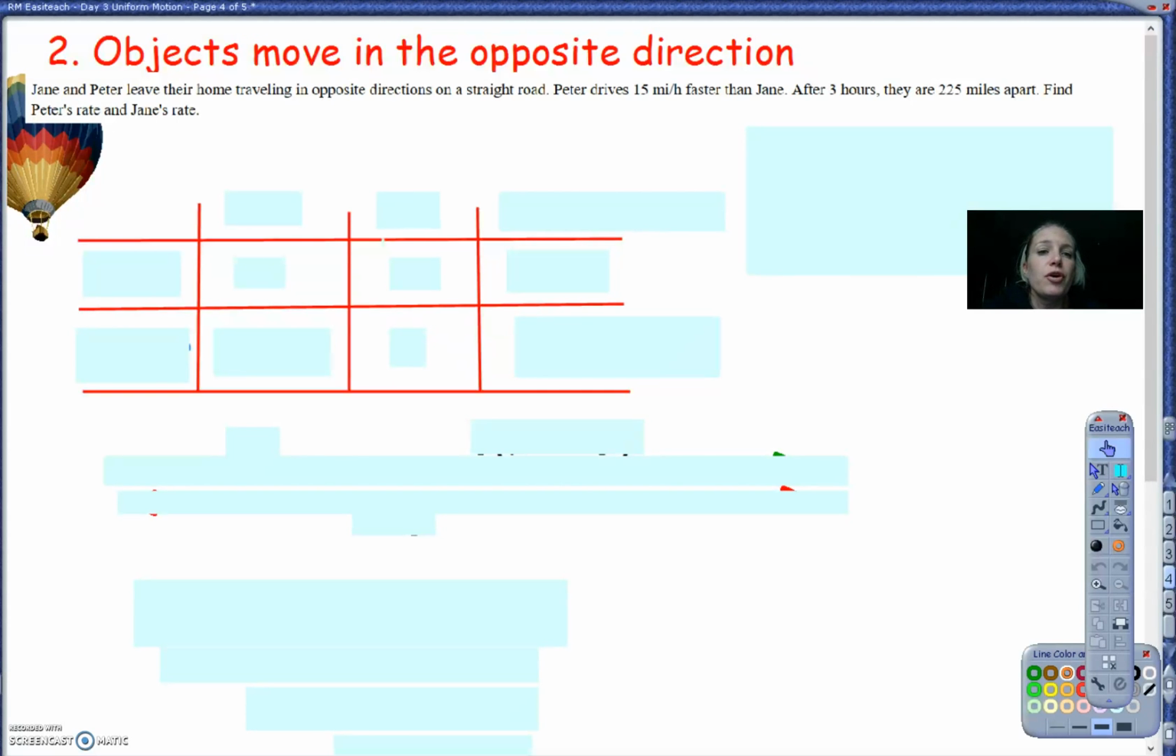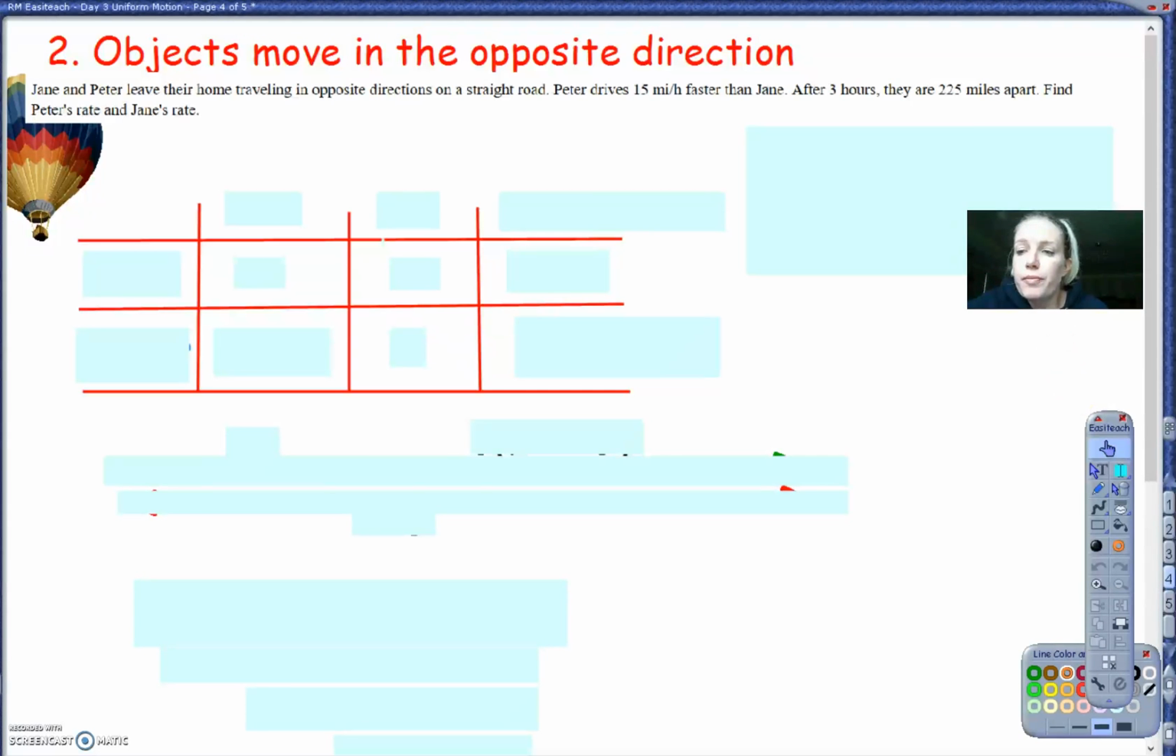Jane and Peter leave their home traveling in opposite directions on a straight road. So one's going one way, one's going the other way. Peter drives 15 miles per hour faster than Jane. After 3 hours, they are 225 miles apart. Find Peter's rate and Jane's rate.